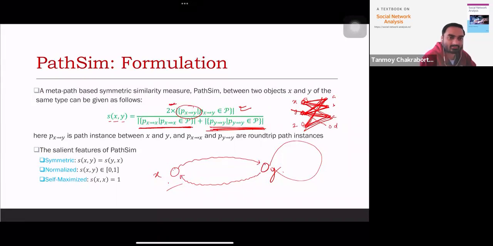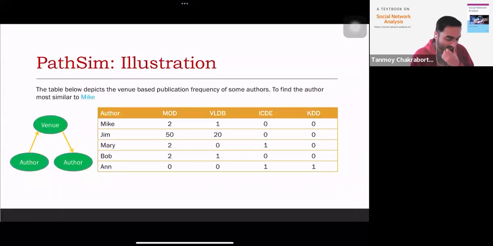So the beauty about this metapath measure, this PathSim, is that it is symmetric. It is normalized, so it always ranges between 0 and 1, and the maximum value is 1. It is self-maximized, meaning that the similarity between X and X is 1, the maximum. These are the important properties that we should always have in a similarity metric. Let's take an example. Things will be clear.